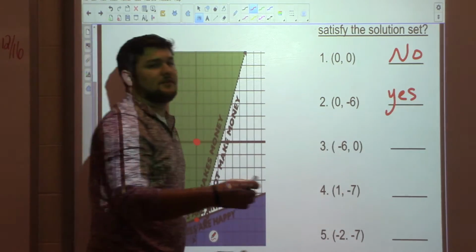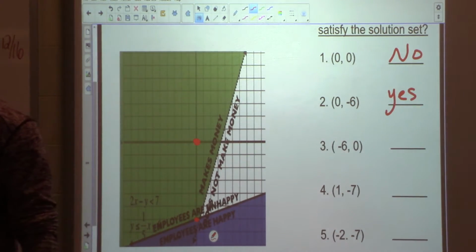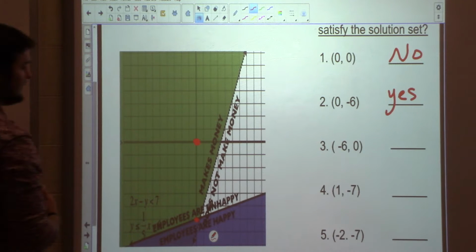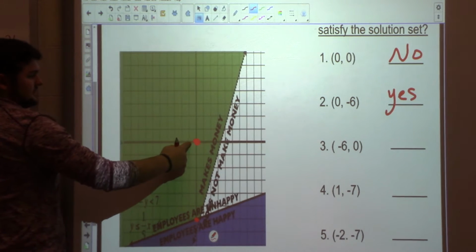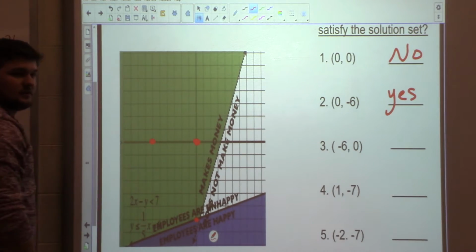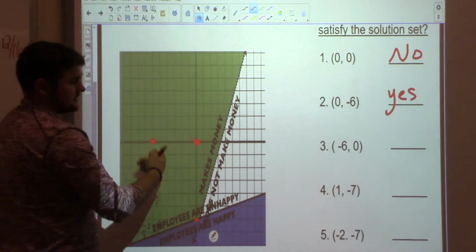What would have happened if it was on the dashed line? It would have been no, right? We can't include things on a dashed line. We talked about that on Thursday. Next, (-6, 0): 1, 2, 3, 4, 5, 6. No, right? It's just in the green again.